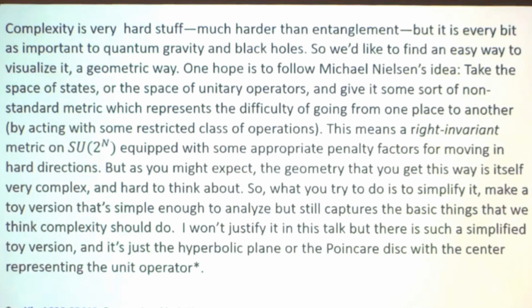One hope was to follow Michael Nielsen's idea of a complexity geometry: take the space of states or the space of unitary operators or whatever it is we're interested in, and give it some sort of non-standard metric. A non-standard metric which represents the difficulty of going from one point to another by acting with some restricted class of operations. This, in mathematical terms, means a right invariant metric. For example, on the space SU(2^n), which is the space of unitary operators of n qubits, equipped with some appropriate penalty factors for moving in hard directions.